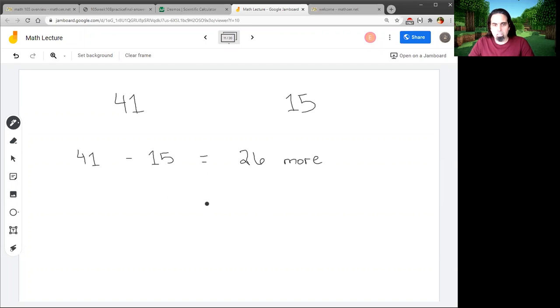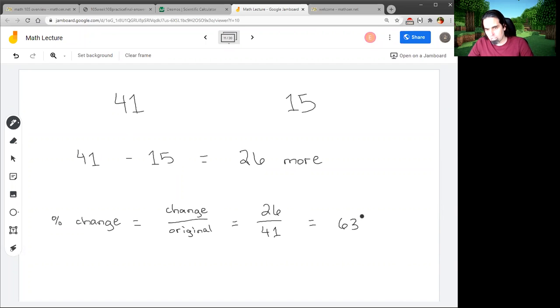We could also be fancy and say that there's a percent change. A percent change is change divided by original. We've dealt with this a lot also. We haven't dealt with it for as many years as we have subtraction, but we've seen this an awful lot. So I would take the 41 minus 15 as the 26, that change we got before, and divide it by the original. And say that I have 63%.